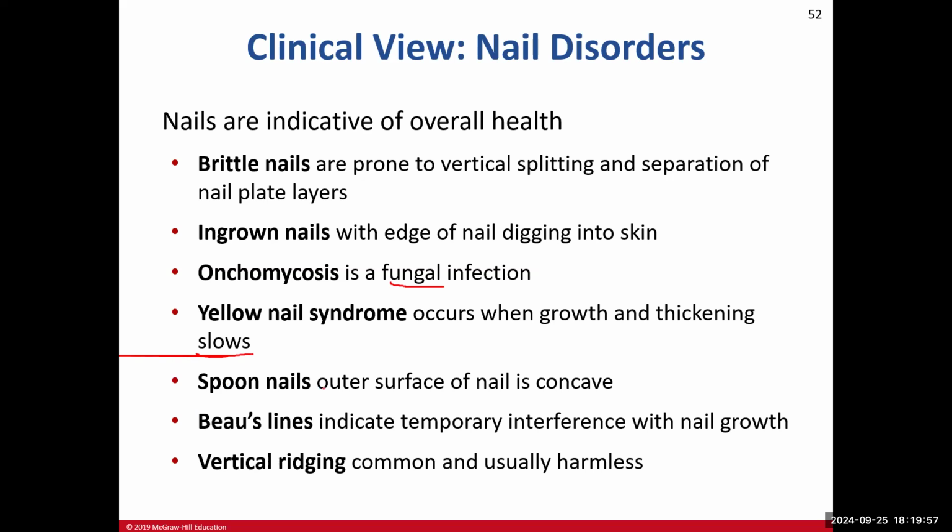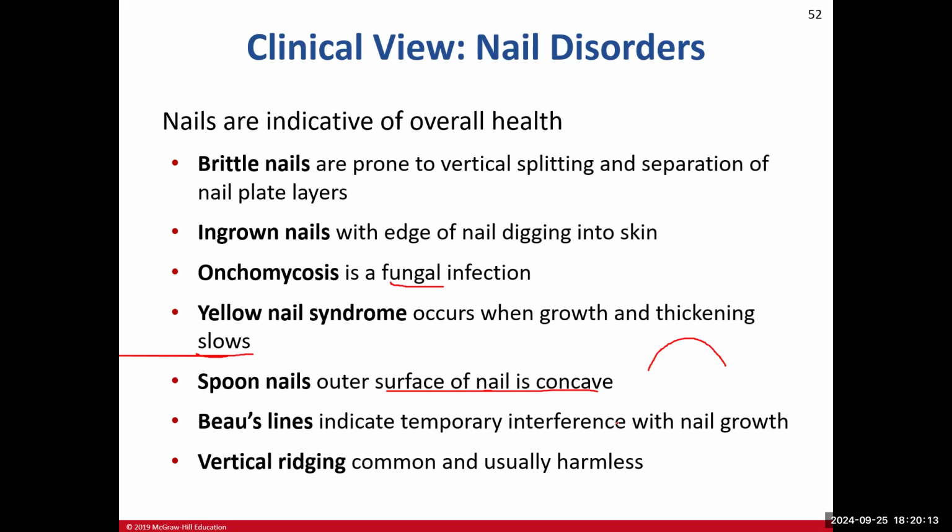All right, spoon nails here. Literally the nail itself will become concave. So it'll kind of look like this if you're looking at the nail straight on. It'll just seem like it's more curved.